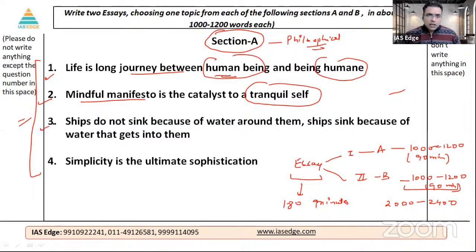The essay topic 3, ships do not sink because of water around them. Ships sink because of water that gets into them. Again, a topic which is thought-provoking, a topic which requires you to think, understand, link with current affairs, and very relevant, I would say. The fourth one is simplicity is the ultimate sophistication.